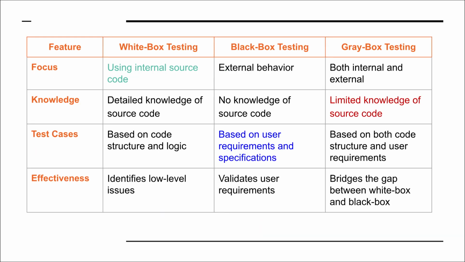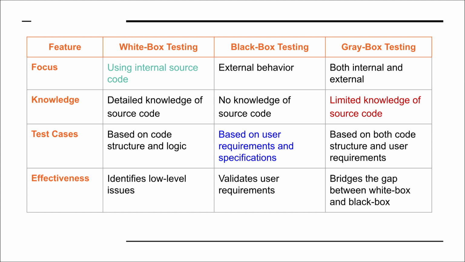Let's compare white box, black box, and gray box testing side by side. First of all, comparing the focus. White box is looking under the hood at the code. Black box is testing from the user perspective. Gray box is a mix of both. On the knowledge perspective, white box needs you to know the code inside and out. Black box doesn't need you to know anything about the code. For gray box, a little bit of knowledge of the code is helpful.